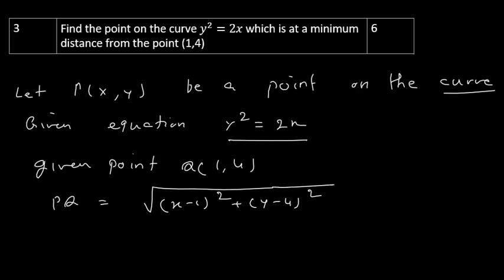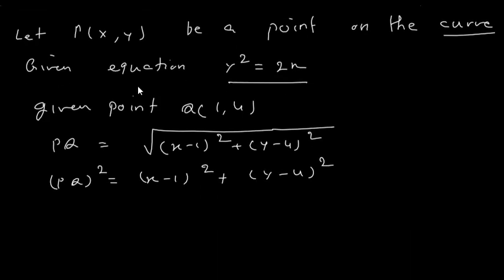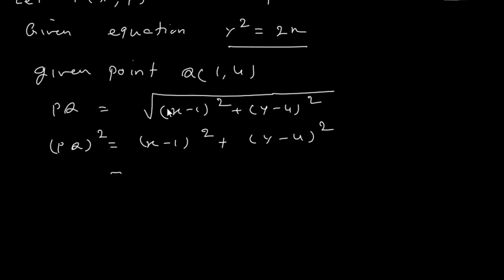This is distance PQ. Now as it is in square root, I will square on both the sides. So PQ square is equal to, this root will remove and we get (x minus 1) the whole square plus (y minus 4) the whole square. Now we expand it. So after expansion we will get x square minus 2x plus 1 plus y square minus 8y plus 4 to the 4, that is 16, right?